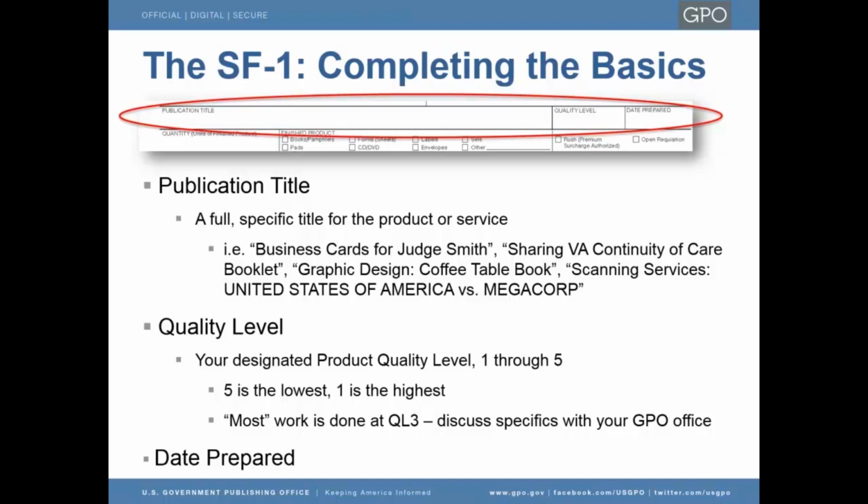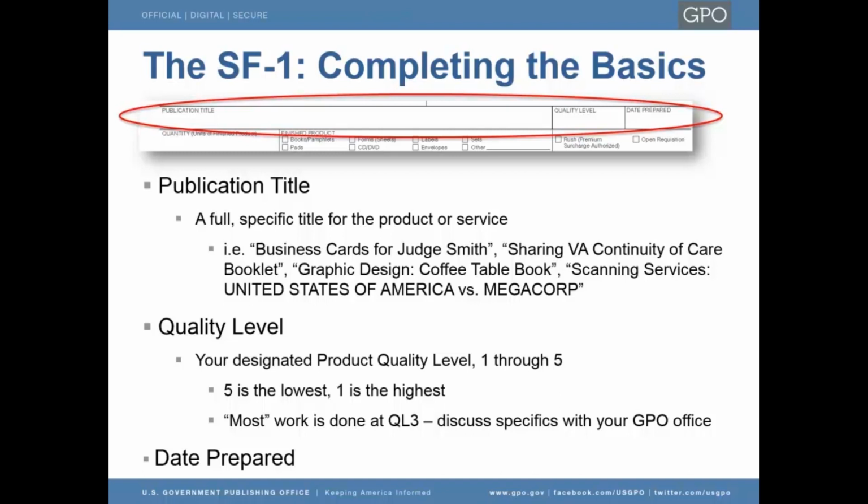In the quality level field, you are indicating your desired quality tolerances on the finished product. Within GPO's product quality levels, there are 5, with quality level 1 being the highest level, thereby having the tightest tolerances, whereas quality level 5 is the lowest level, thereby having the loosest tolerances from established quality standards. Most work placed with GPO is at quality level 3, which strikes a good balance between desired output and overall cost.